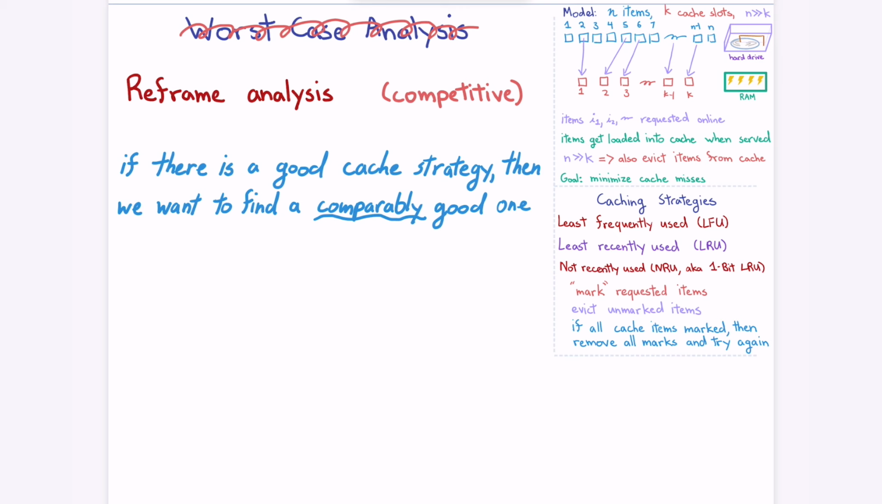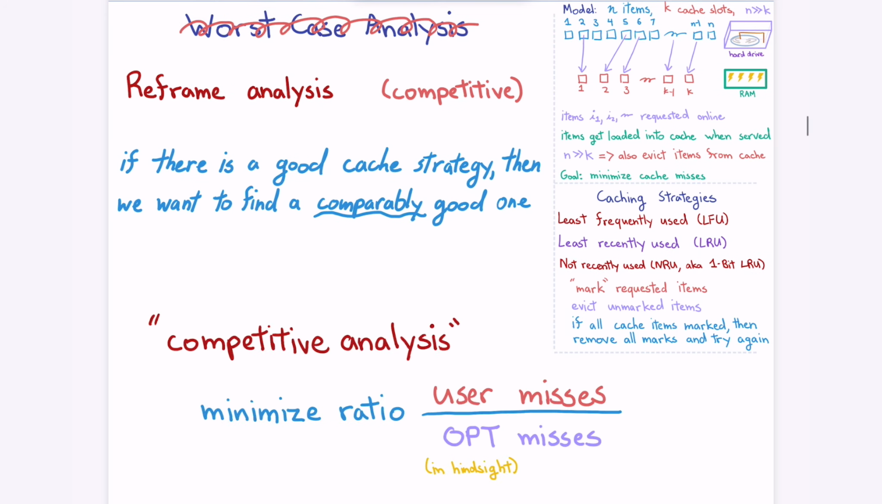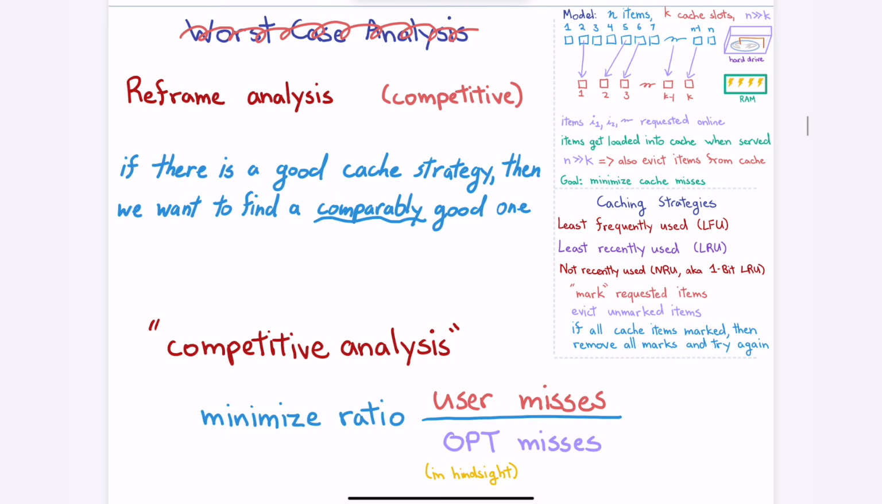This way, it's not completely hopeless, and we're not completely penalized for it. So what we want to do is something like a competitive analysis. We want to minimize the ratio of our algorithm, how many it misses, compared to what was the best you could do in hindsight.